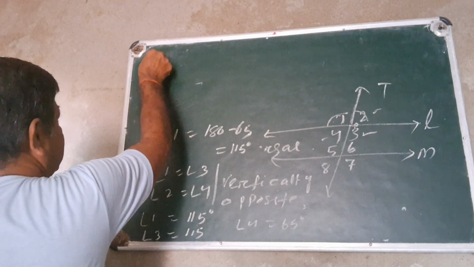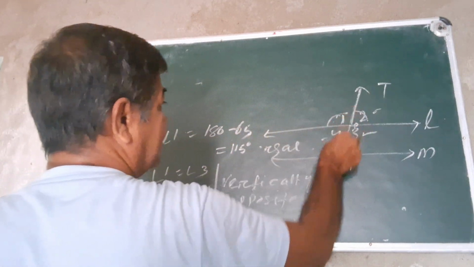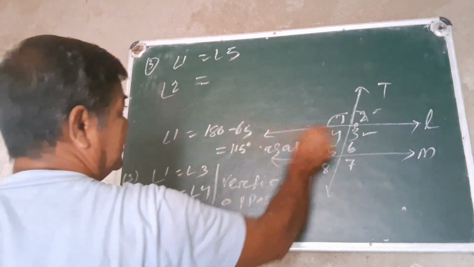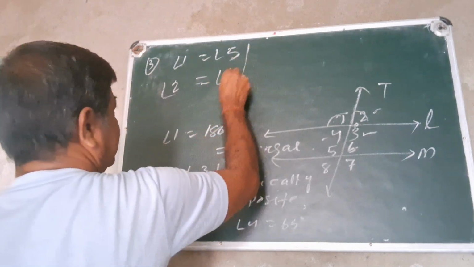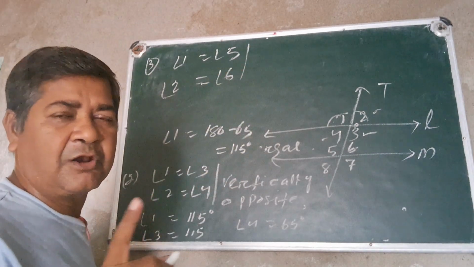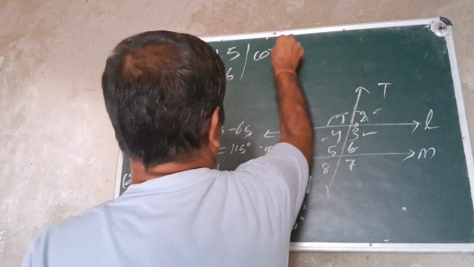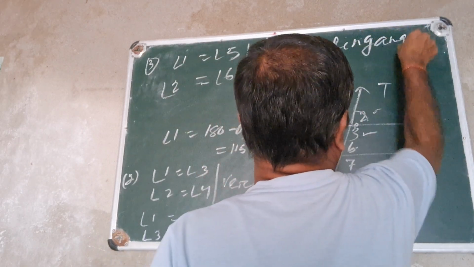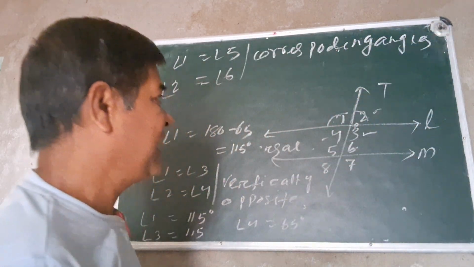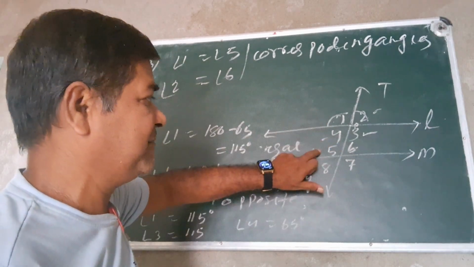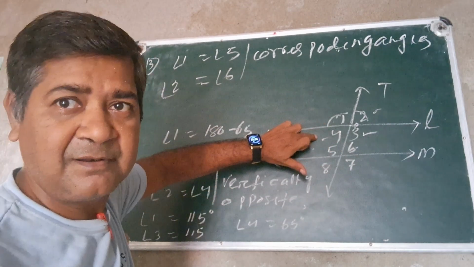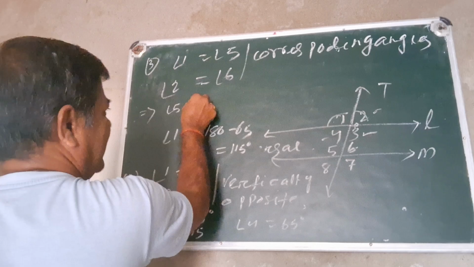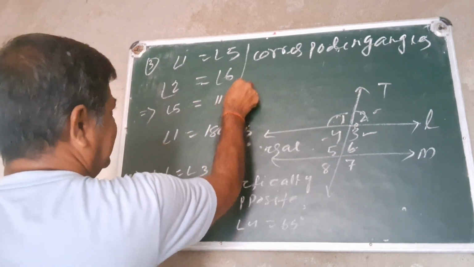Now point 3. Angle 1 equal to angle 5. Angle 2 equal to angle 6. Further, these angles are corresponding angles. All corresponding angles are equal. That implies angle 1 equal to angle 5, so angle 5 equal to 115 degrees. Do you understand?